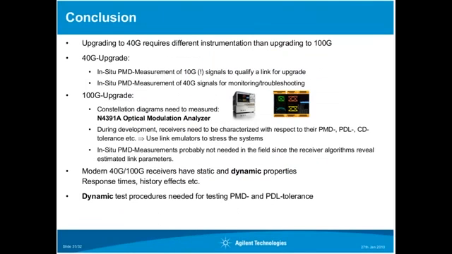So in conclusion, just want to summarize what I said before. Upgrading to 40G requires different instrumentation than upgrading to 100G. That seems to be pretty clear. For 100G, you will also have to address PDL, these kinds of things. For 40G, the problems are more practical, and 100G is not being deployed yet. 100G is going to be deployed in 1 or 2 years, so I'm sure there will be changing demand on instrumentation.